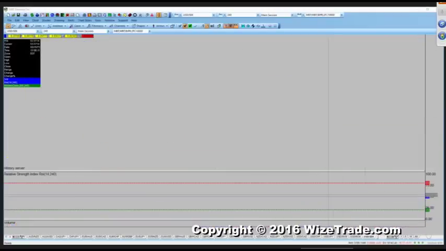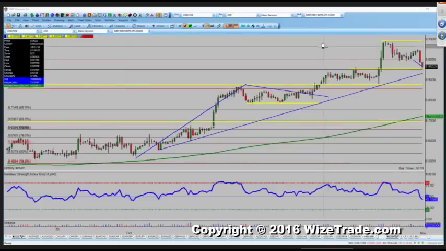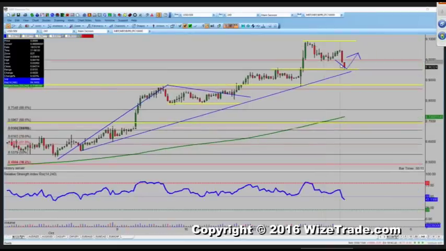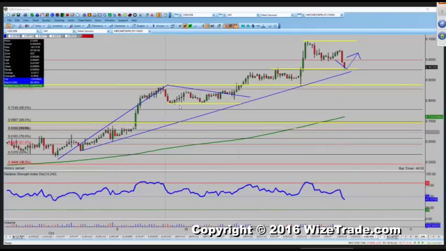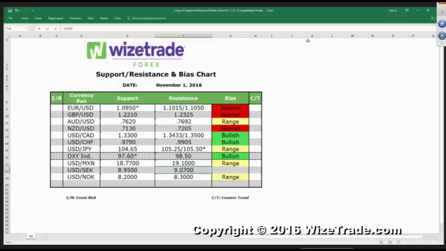Let's go to the Swedish krona. Yesterday we wrote down support as being 8.95. The low today is 8.9477, so 8.95 is support, and resistance is 9.09. Same numbers as yesterday. And this is bullish, and we're right off of support here.